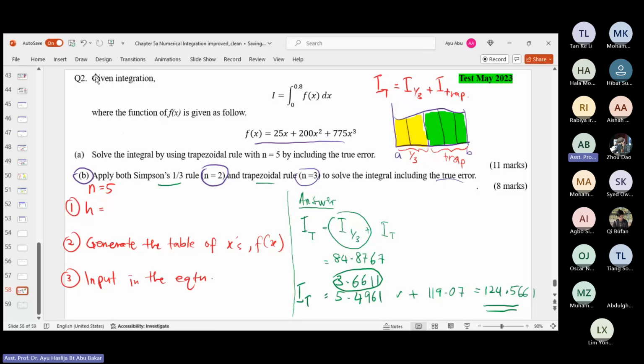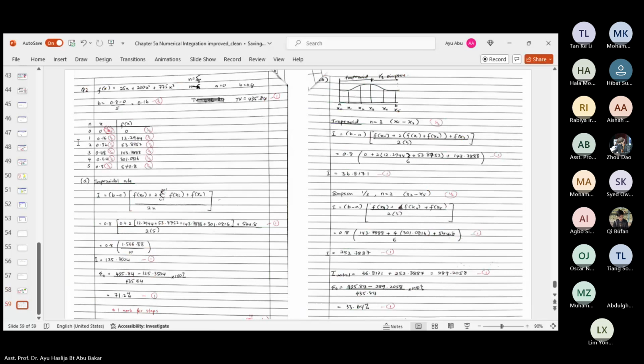Now I share with you the mark distribution. My answer is slightly different, because I think I used the first three as trapezoid. The last two is Simpson. Okay, we go.